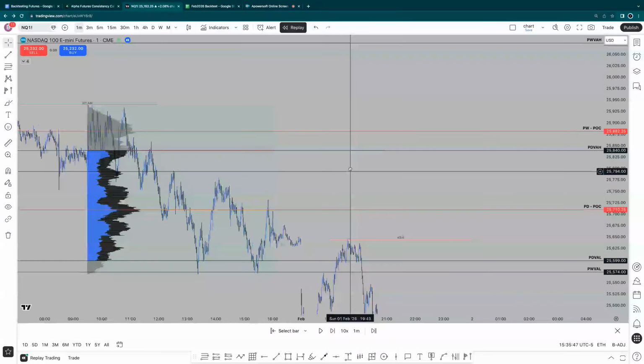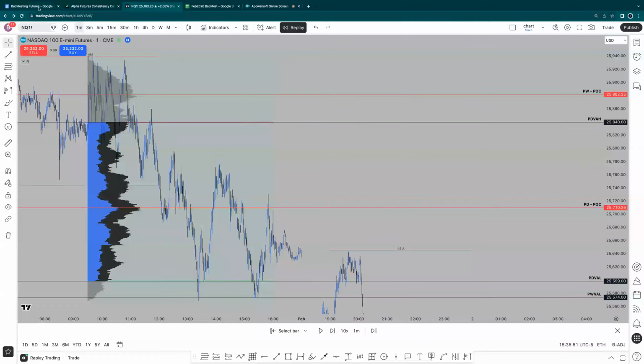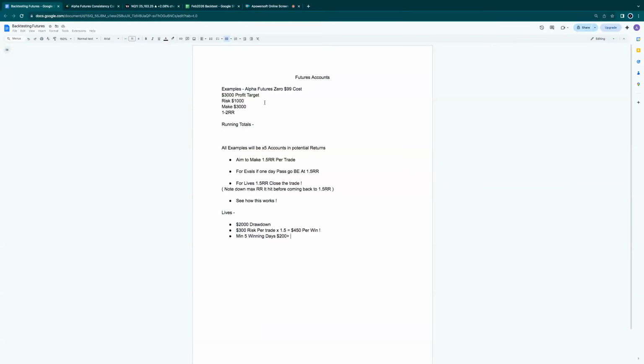So I'm going to come at this with an approach of something like this. We're going to pretend we're starting from zero and invest $99 into an Alpha Futures zero account. As you can see here, everything's times five, but to keep it simple, one account costs $99. The profit target is 3,000. We're going to risk 1,000 to make 3K on the first trade. If we lose, we'll be minus 1K, and we then can't take another trade on that account.